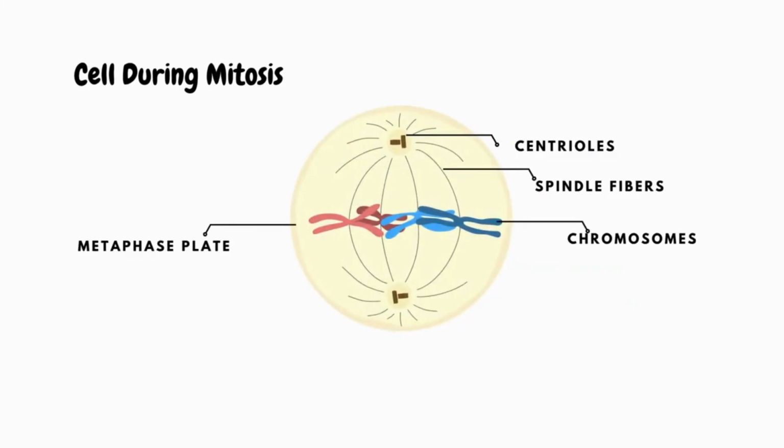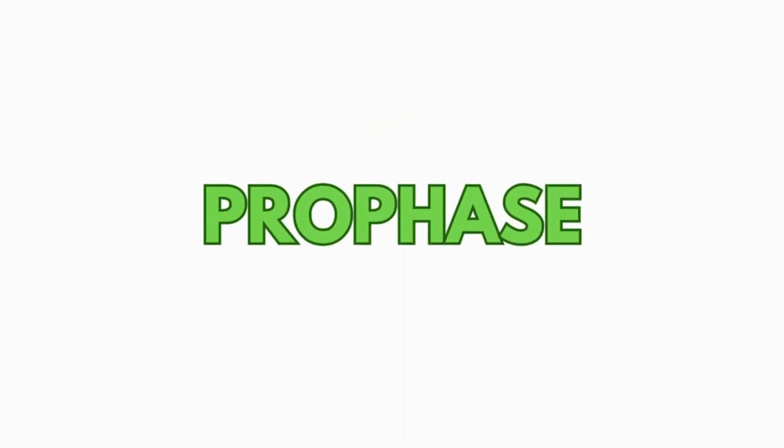This is what a cell looks like during mitosis, specifically during metaphase. The chromosomes line up in the middle, that's called the metaphase plate. The spindle fibers attach to the chromosomes and help pull them apart, and the centrioles, well, they act like anchors at the end of each cell, organizing the whole process. Now, let's get into the important parts of each phase of mitosis, starting with prophase.